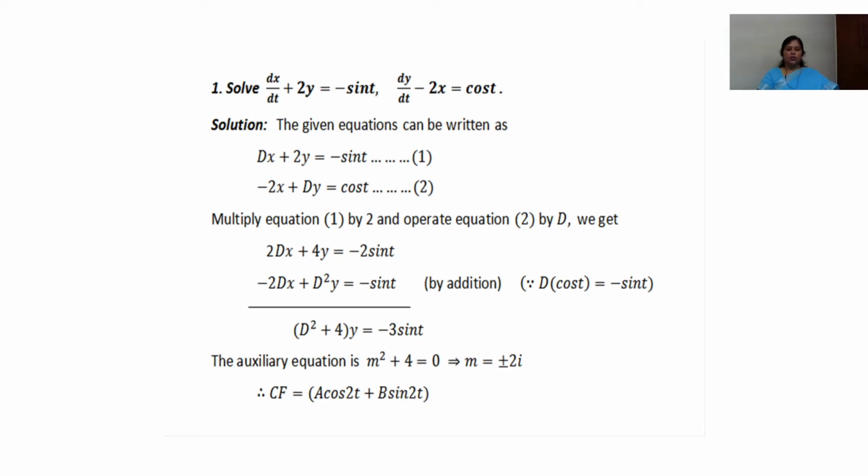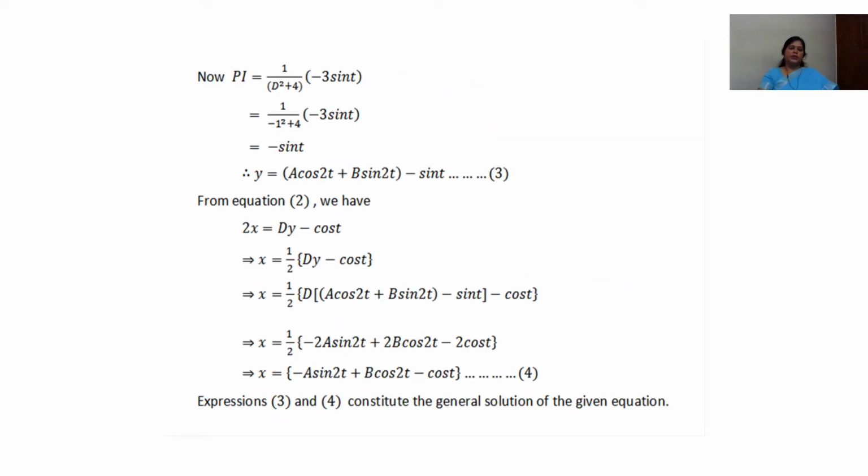So now we got the roots of this equation as complex roots, that is, complex numbers with alpha equal to 0 and beta equal to 2. Therefore, the complementary function is a cos 2t plus b sin 2t. Next we are going to find the particular integral for this. So the PI is equal to 1 by D square plus 4 into minus 3 sin t.